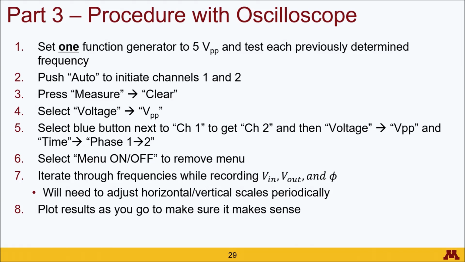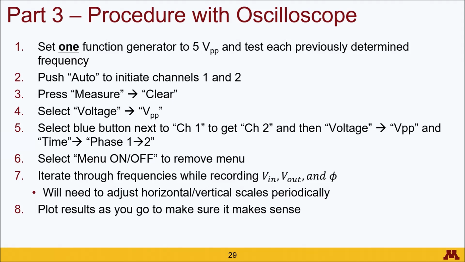So you'll select the blue button next to channel 1, which will then switch it over to channel 2. And then you can go back to voltage and select peak to peak, which will be the peak to peak for channel 2's information. And then you'll want to go to time and select phase 1 to 2. Then you can select the menu on-off button in order to remove that menu.